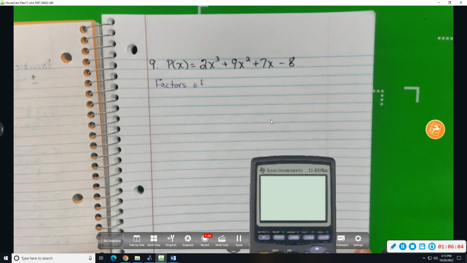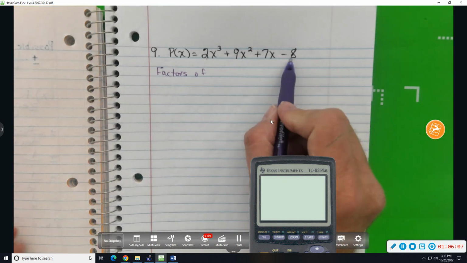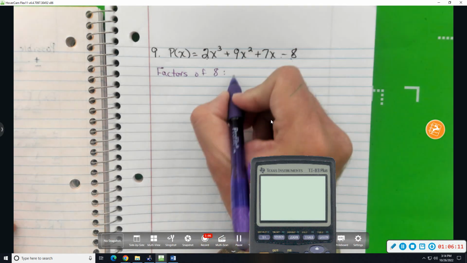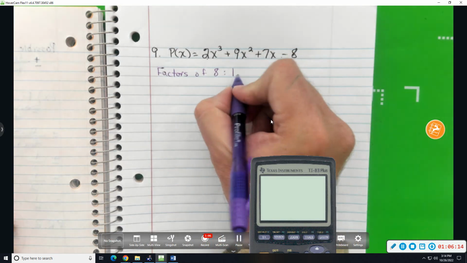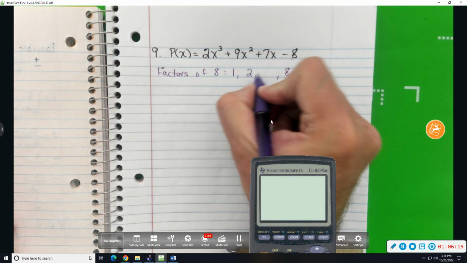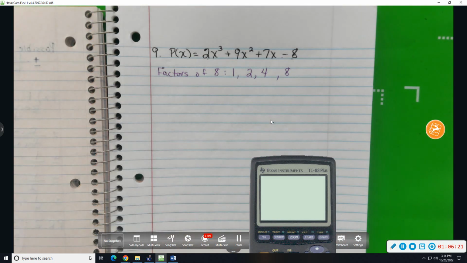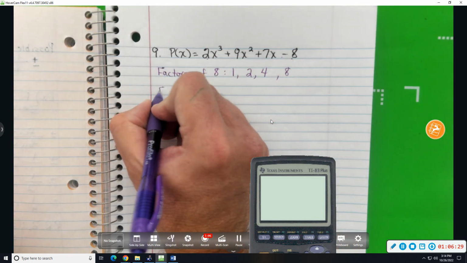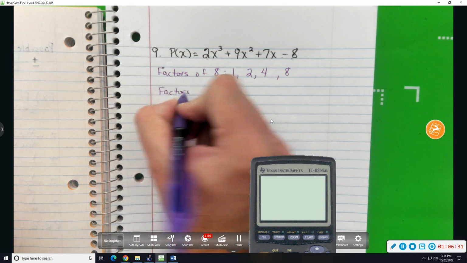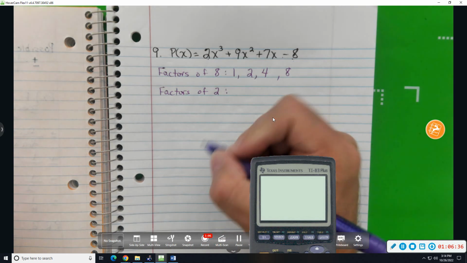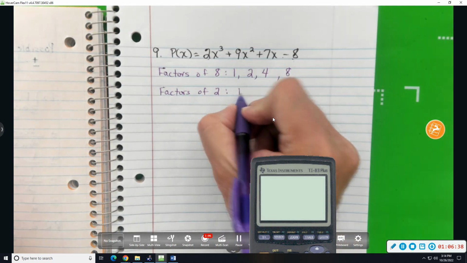Okay, so we start off looking at the factors of the constant term. Don't worry about the negative, just factors of 8. Well, what numbers multiply together to give 8? There's 1 and 8, and 2 and 4. 1, 2, 4, 8. Those are all the factors of 8. And then I'll write out the factors of the leading coefficient, 2. Well, that's pretty easy, just 1 times 2.